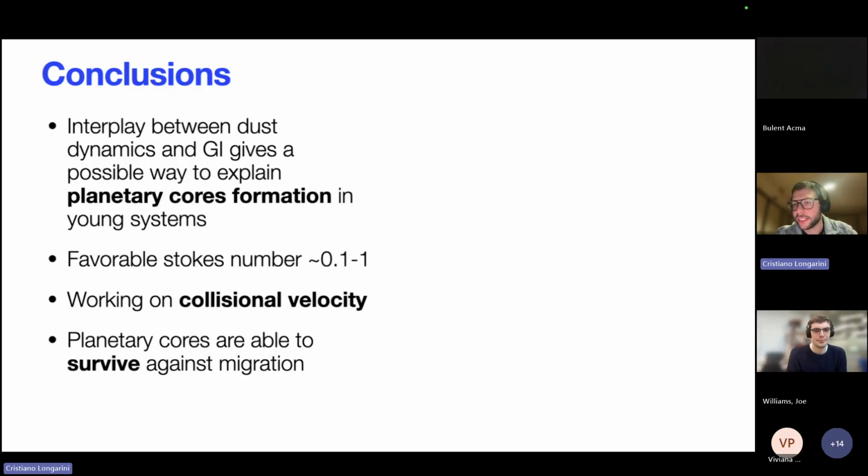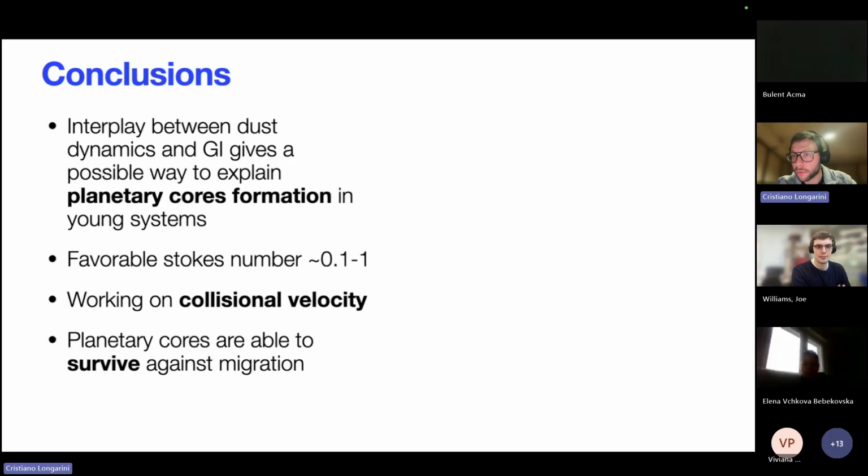So in this talk, I showed you a possible way to form planetary cores in young protostellar disks when we consider the interplay between dust dynamics and gravitational instability. And we show that the favorable Stokes number for this mechanism to act is between 0.1 and 1. We are now also working on determining the collisional velocity between different particles, which is a very important quantity in terms of dust growth.